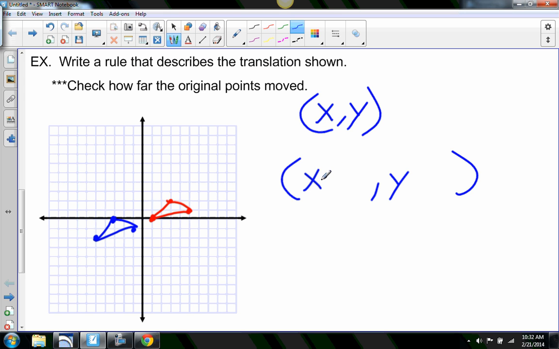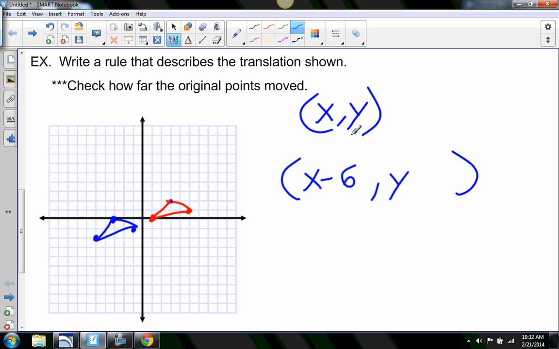So I'd have to go x minus 6. That's my rule for the x. Look at this point, it would be this point, right? 1, 2, 3, 4, 5, 6. Yes, it went 6 to the left. 1, 2, 3, 4, 5, 6. Yes. So x minus 6 will get you over here.